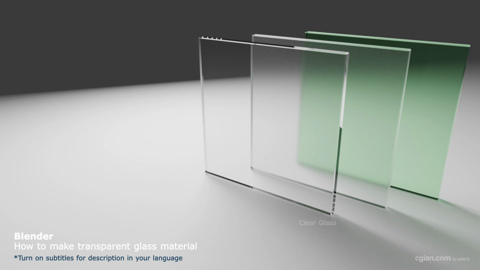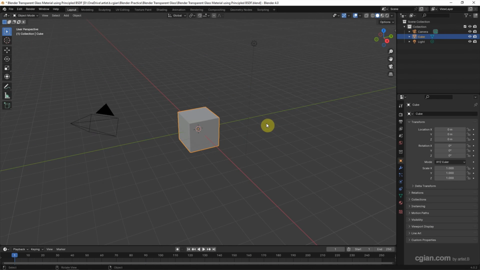Hello, this is a video to show how to make transparent glass material using Principled BSDF in Blender. This is the default scene in Blender.